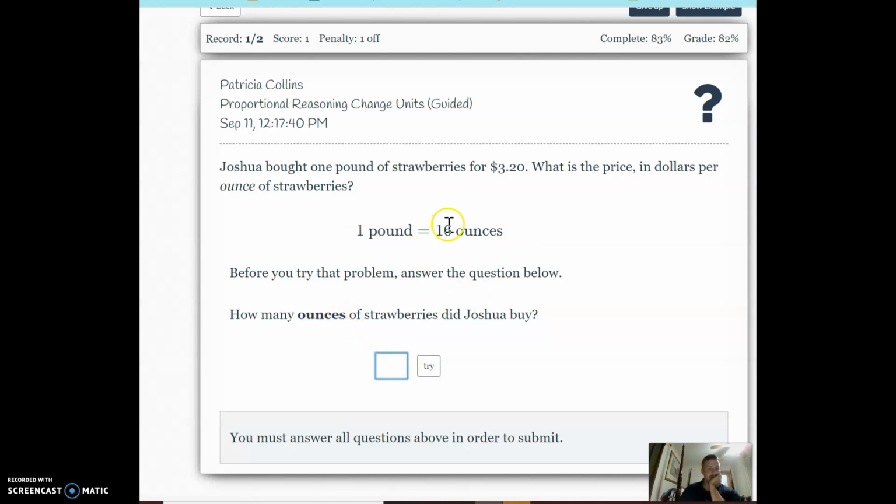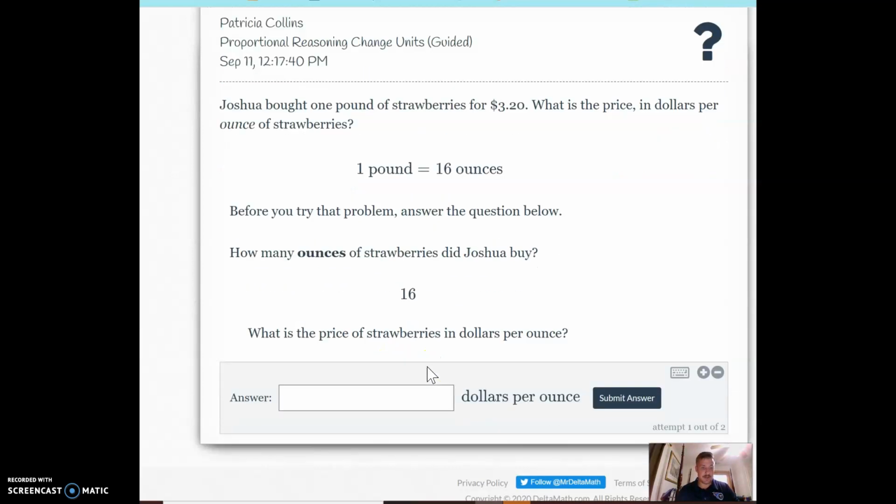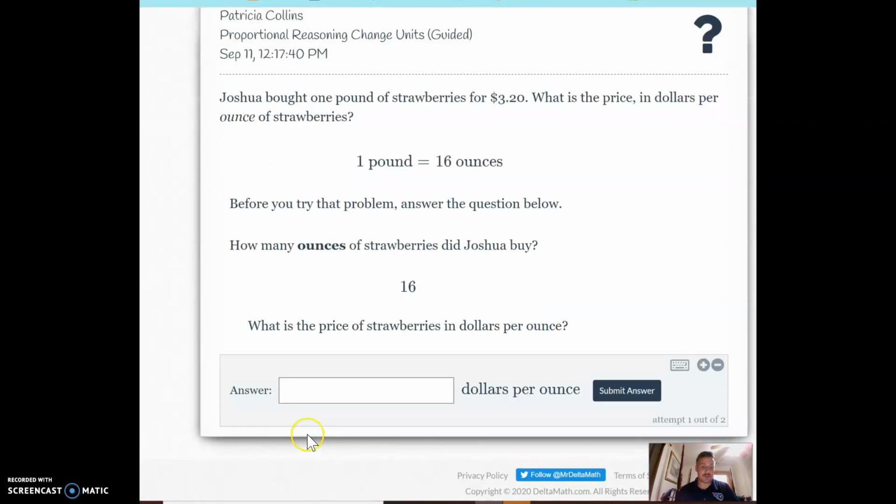So 1 pound is 16 ounces. And they say, how many ounces of strawberries did he buy? He bought 1 pound, so that would be 16 ounces. So we're going to type in 16. Hit try. Okay. Now, I want you to finish the problem, and I want you to submit your answer right here, okay?